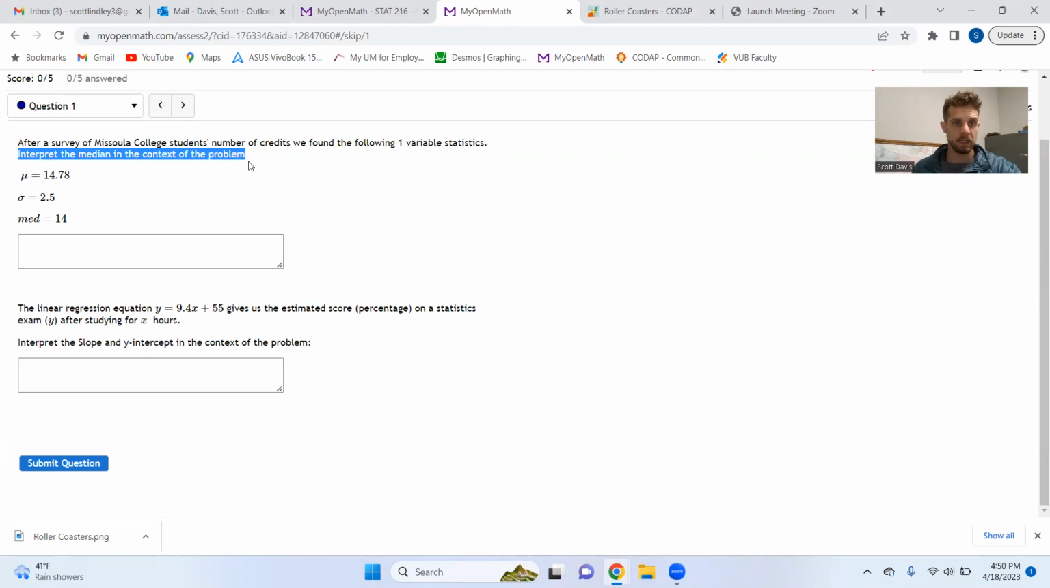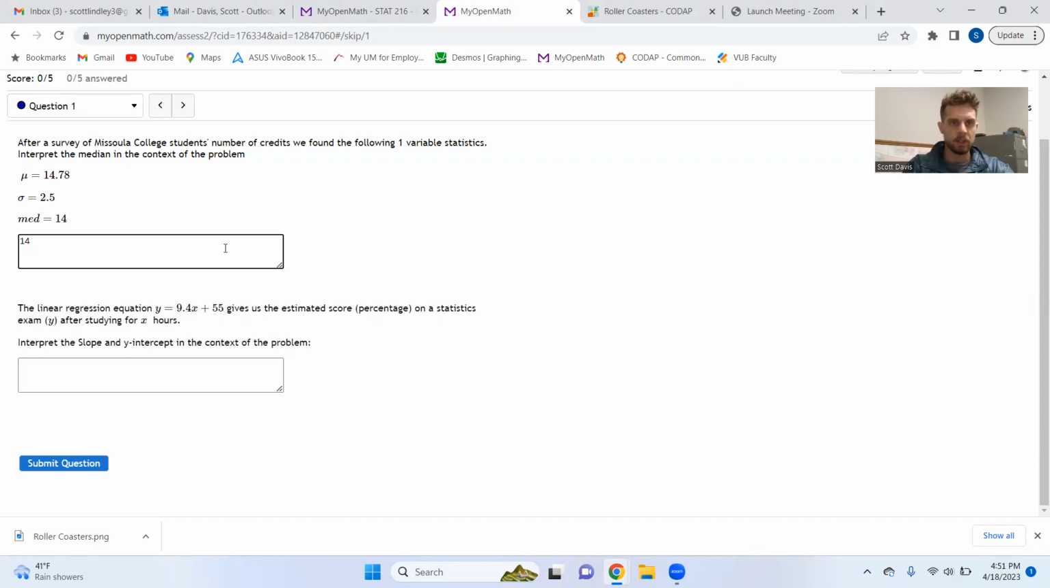We're asked to interpret the median in the context of the problem. It's very easy for us to just say, oh, the median is 14. We've now identified the median. That's great. That's kind of like level one of interpretation. However, it doesn't really tell us anything about the median. It doesn't even include units. It's just a number. Numbers don't really exist unless they have some sort of unit associated with them.